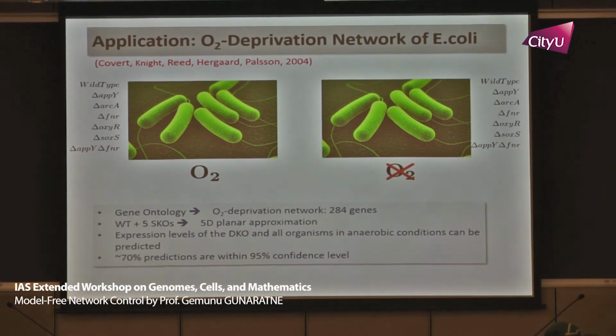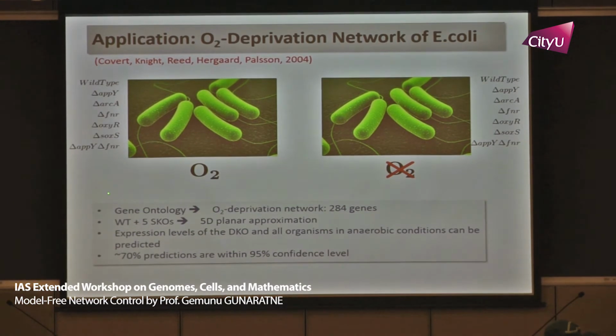Now, we went to what are called gene ontology tables, which tell you what the genes in the network are, and we found about 300 genes that were in this oxygen deprivation network. So we did the calculation, looked at the single knockouts, predicted the double knockout, and checked the prediction with experimental data.